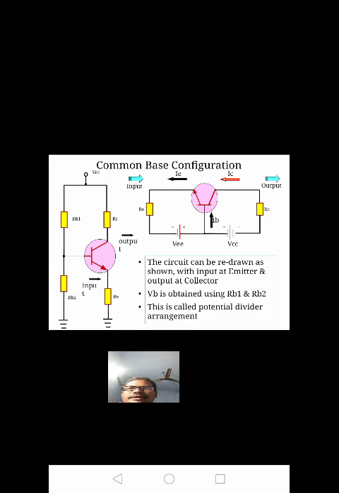This is called common base configuration. Here we are observing the base circuit, the biasing circuit. The circuit can be redrawn as shown, with input at the emitter and the output at the collector. VB is obtained using RB1 and RB2. This is called potential divider arrangement. Why? Because potential means the voltage is divided in between. That's why it is called a potential divider bias.